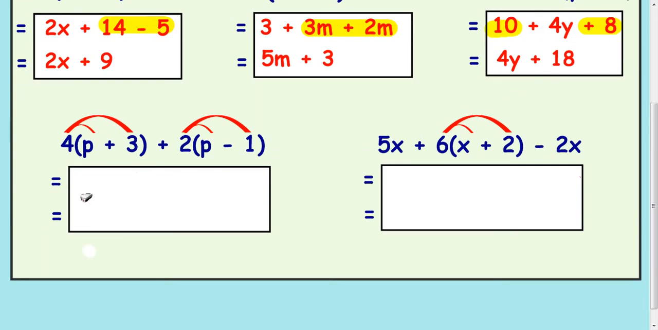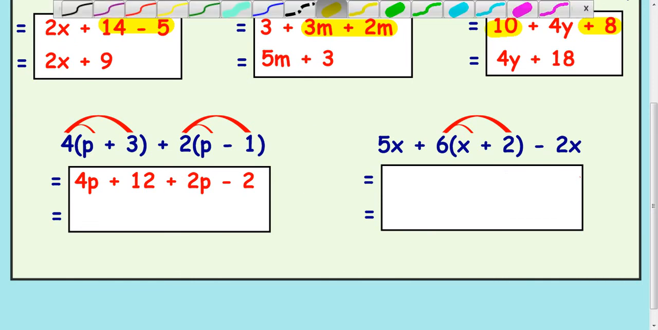Okay, 2 to go. Now in this one we've got brackets multiplied by 4 and then another bracket multiplied by 2. So we just multiply the first bracket as we would normally, and you do 4 times p, which is 4p, plus 4 times 3, which is 12. You have a plus 2p, because 2 times p is 2p, and then 2 times 1 and a takeaway is 2.